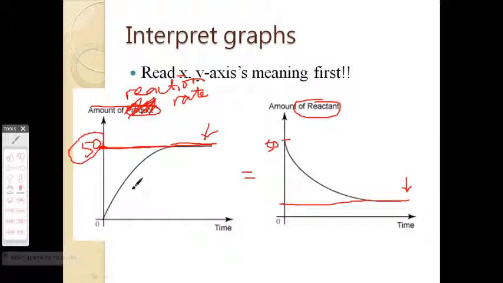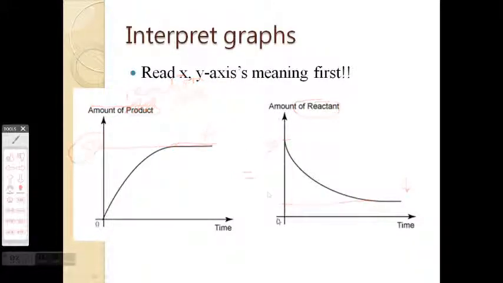So that is another meaning. For the previous graph, this horizontal line means the end of the reaction, but for this graph, because I changed the y-axis, the meaning becomes that at this point, we have a reaction rate of 50 units. So you have to be careful of the y and x-axis meaning.